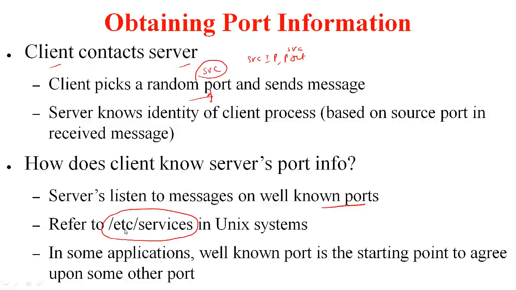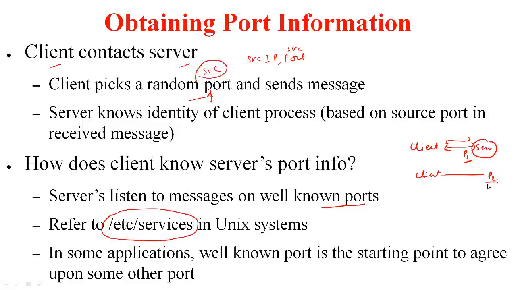In some applications, the well-known port is the starting point to agree upon some other port. What I mean is that to begin with, the client contacts the server on some well-known port P1, and as part of this message exchange between both of them, they negotiate that henceforth the client should contact this particular application on some other port P2.